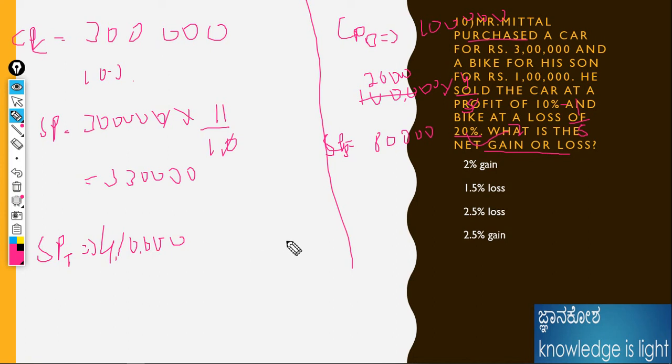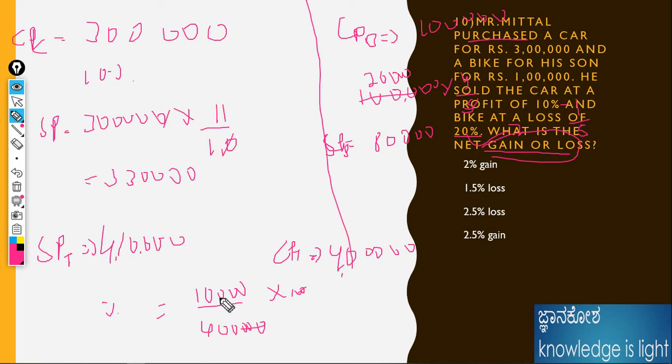Okay, and the CP total is 3 lakh and 4 lakh. Then he got the profit only, right? He has the profit percentage. Therefore, profit percentage is equal to the difference between the SP and CP, which is 10,000, divided by CP, 4 lakh, into 100. Therefore, cancel and cancel.